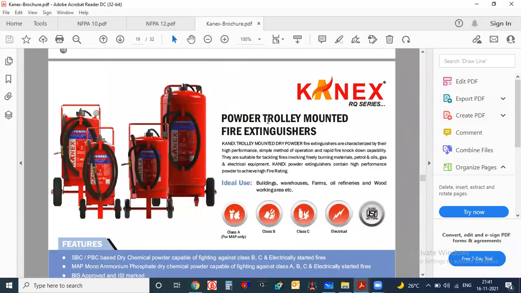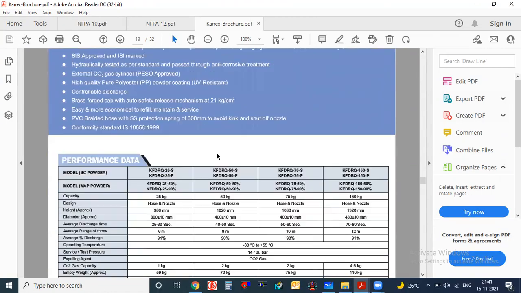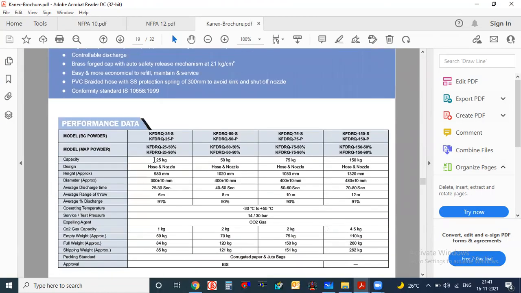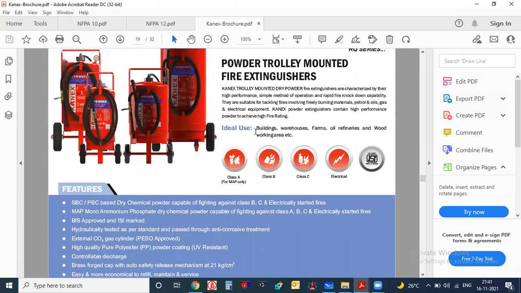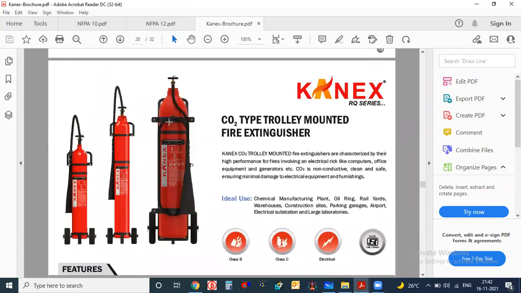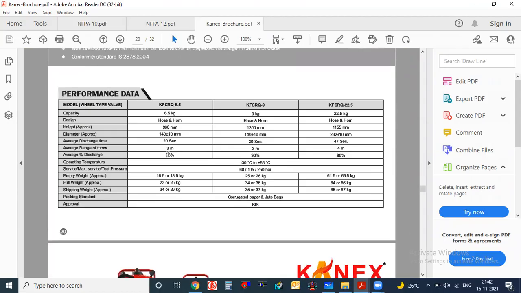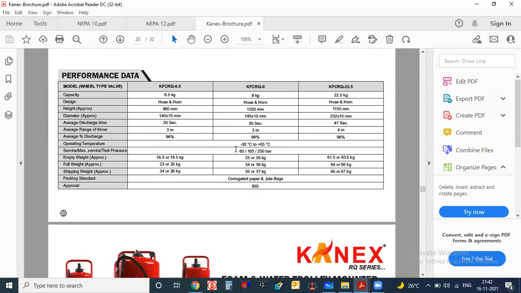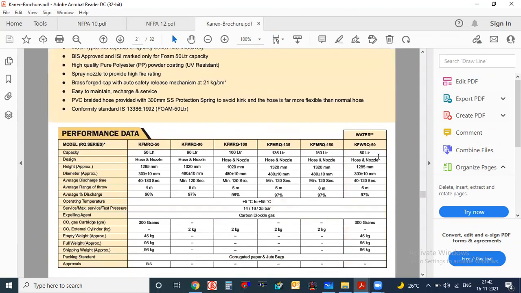Like, see, this is the trolley mounted. In the trolley mounted you can see 25 kg, 50 kg, 75, 150 kg, and it can be used for buildings, warehouses, farms, oil refineries, woodworking areas. And here they have given which classes of fire it can be used for. Trolley mounted, this is also one of the types, 6.5, 9 kg, 22.5 kg. Like that they have given.